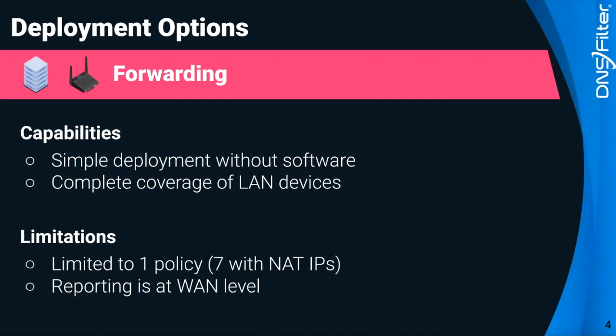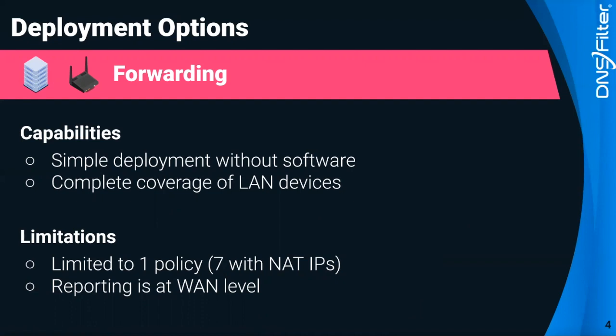The limitation here is that you're limited to the number of policies you can apply, which is usually 1 per network. So each egress unit that you have, whether it's a single IP or a block of IPs, it's going to be filtered according to 1 policy.